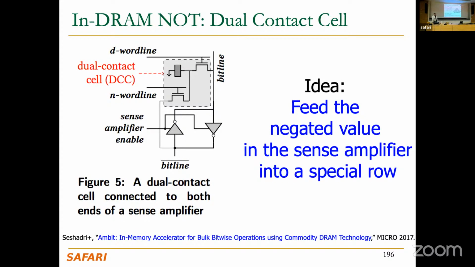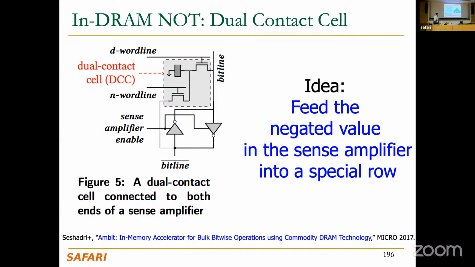The thing that we are missing to be Boolean complete, function complete, is NOT operation, right? And the way that we propose to do NOT operations and then be functionally complete is by using the design of the sense amplifier itself to get a negated value of the data. So again, this is the design of the sense amplifier. It is simply two NOT gates connected back-to-back.